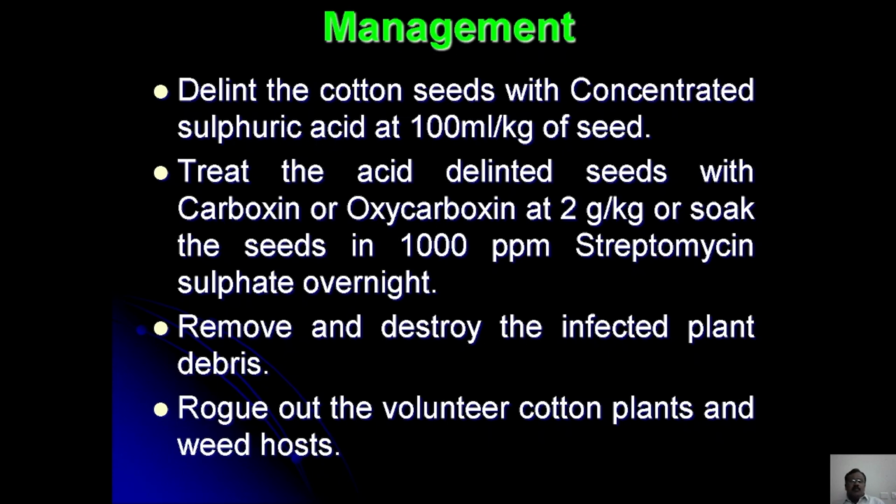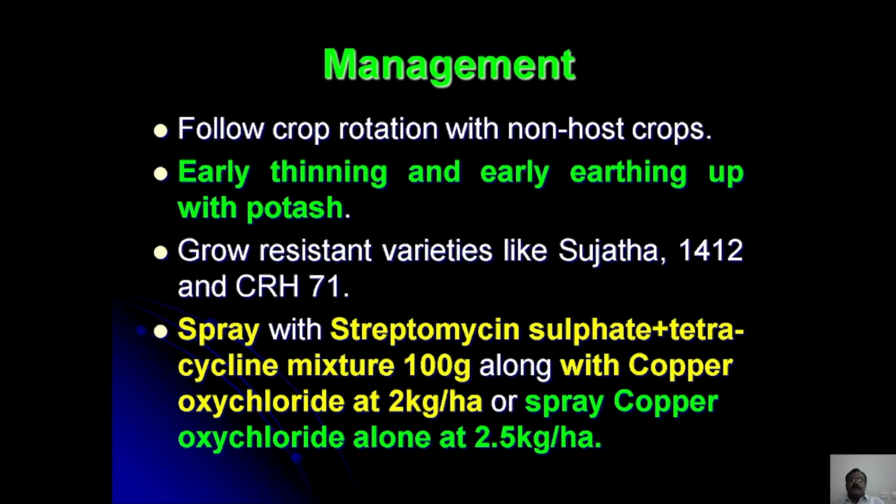hence remove and destroy the infected plant debris, and then rogue out the volunteer crop plants or cotton plants as well as the weed hosts, which serve as harboring hosts. And in severe cases of infection, follow crop rotation with a non-host crop. Early thinning as well as early earthing up will be helpful in reducing the incidence level, and growing of resistant varieties like Sujata, 1412 or CRH 71 is also advisable in case of severe infection.